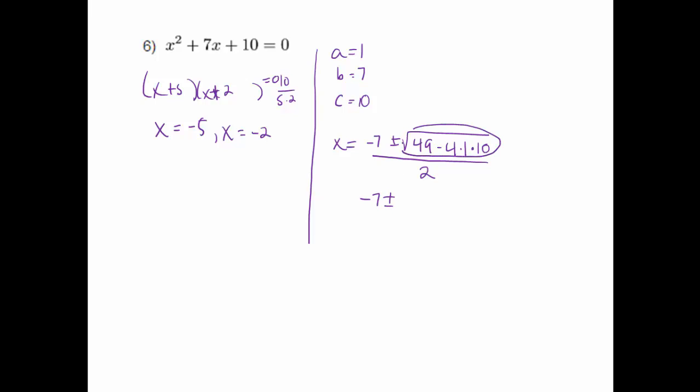If we were to type this all in our calculator, we should get 3, and it's still all over 2. So negative 7 plus 3 is negative 4 over 2, which reduces to negative 2. And then negative 7 minus 3 is negative 10 divided by 2, and that will give us negative 5.